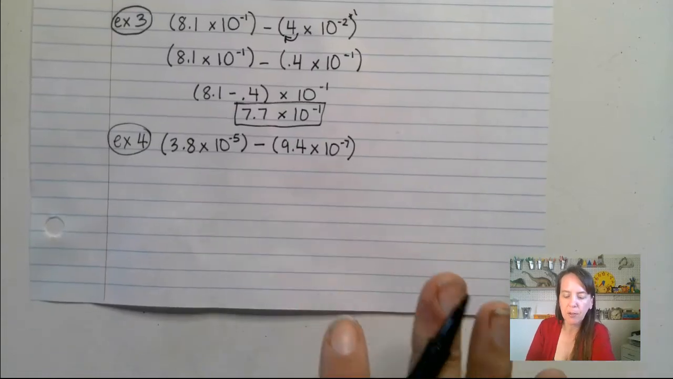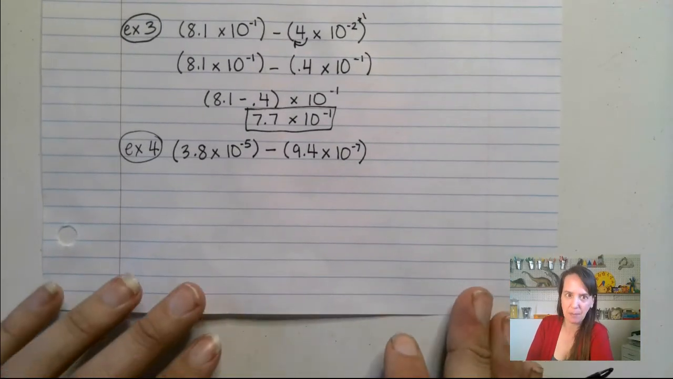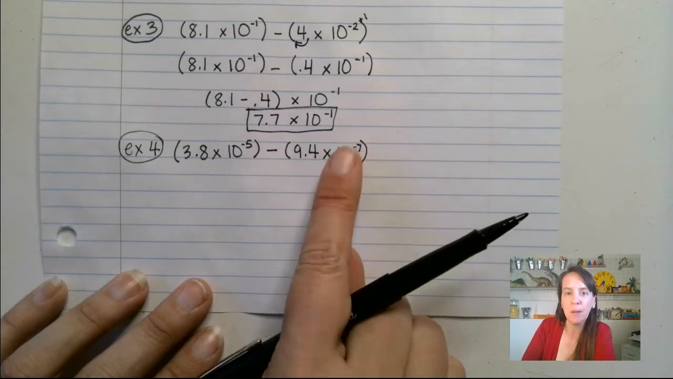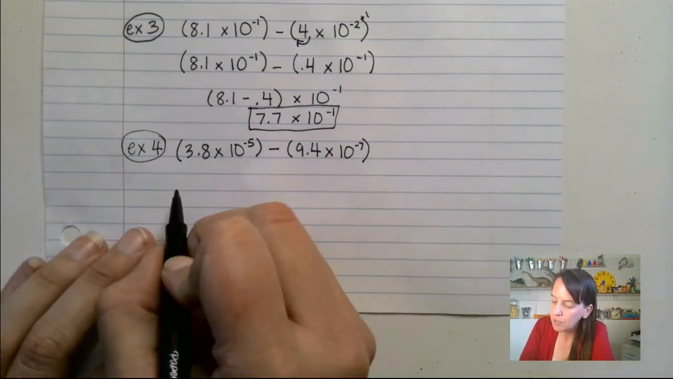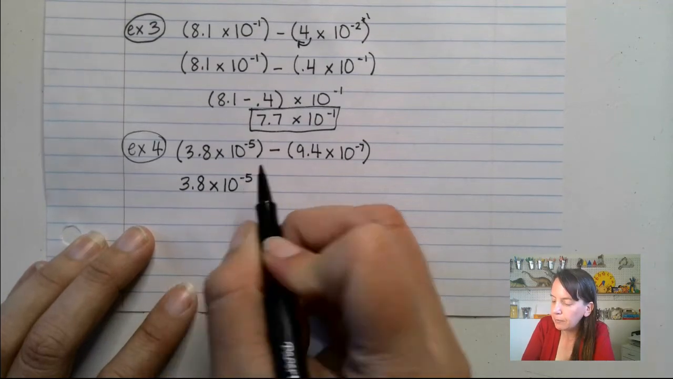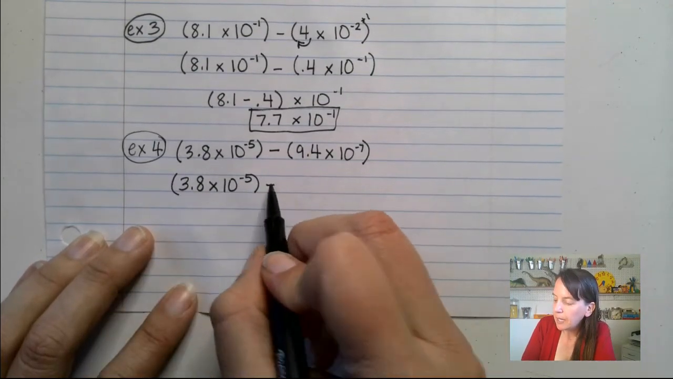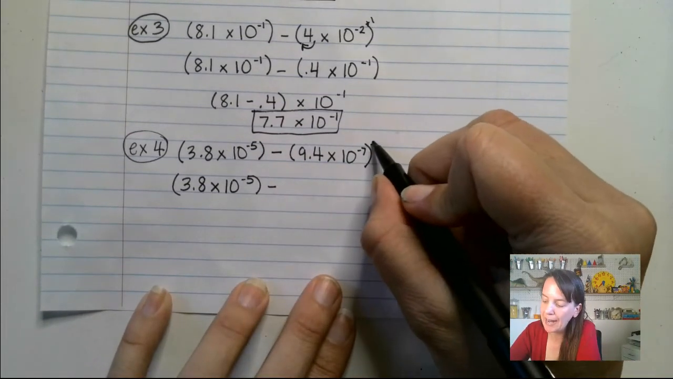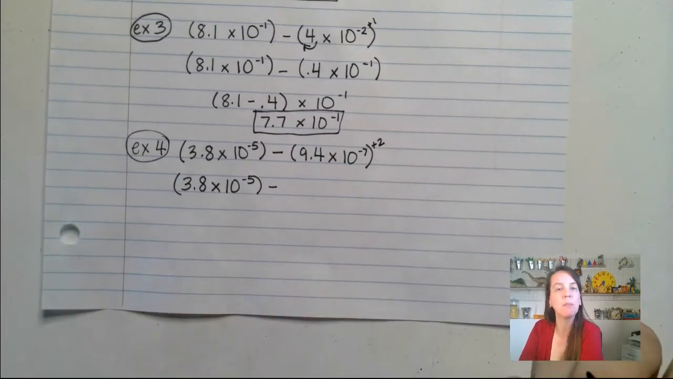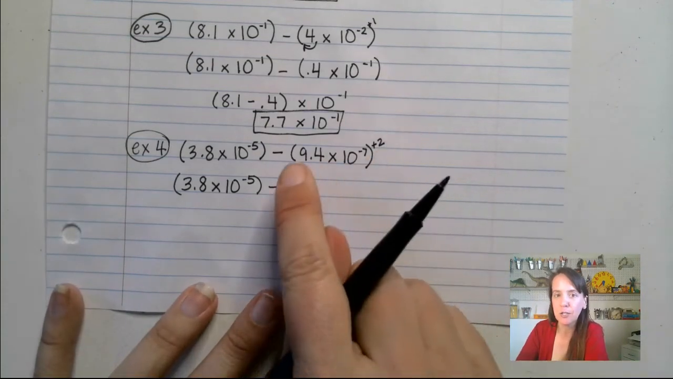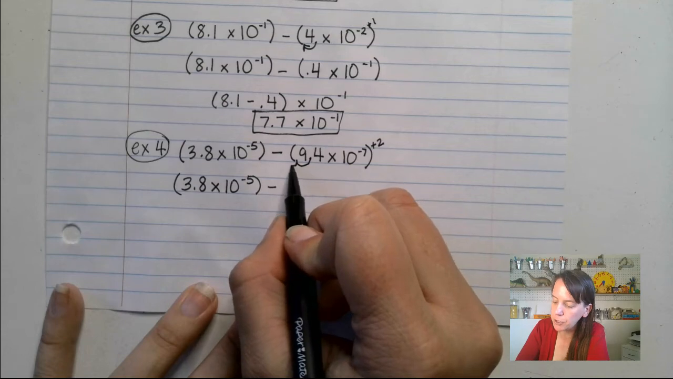Okay, the fourth example is going to be the same thing. We're going to do some subtraction here, but we've got to get these to match. I'm going to go ahead and fix this one at the end here. So let me rewrite this: 3.8 times 10 to the negative 5 minus, and I need this to be a negative 5. So I'm going to add 2 to that because negative 7 plus 2 will give me that negative 5. Making this larger, so I've got to make this smaller by 2.